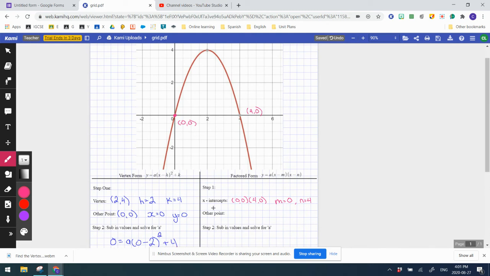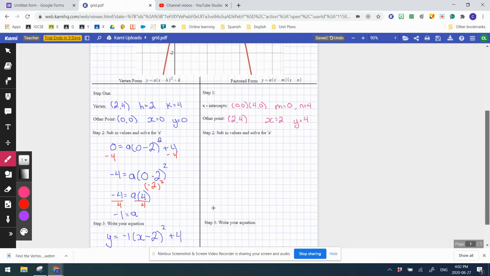So now again, we need that other point. So here's a nice other point. We're going to pretend it's not the vertex. It doesn't necessarily have to be the vertex. It can be any point anywhere, but this is just a nice easy one to see. So we're going to say that this is (2, 4). So our other point is (2, 4), which means x is going to equal 2, and y is going to equal 4.